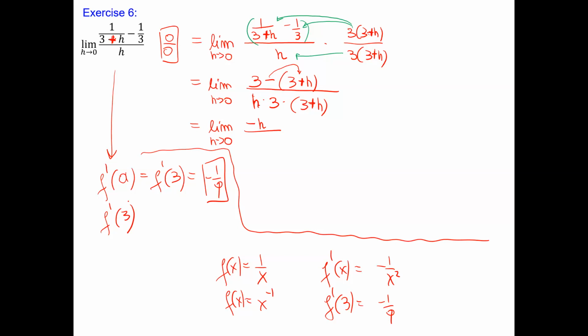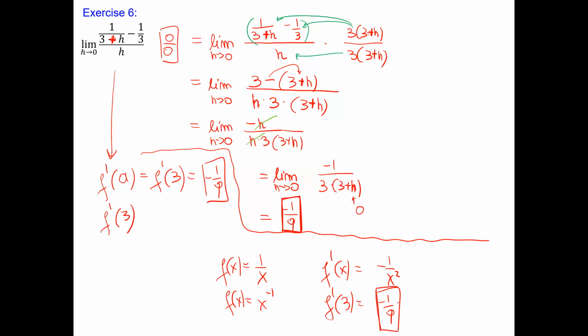Then this is the derivative of the function 1 over x at 3. Okay, but let's distribute: 3 minus 3 is 0, negative h, and then we have h times 3 plus h. And then we can cancel out, but we need that negative. Let me write here, limit of -1 over 3 plus h as h goes to 0. I can do the direct substitution. H is 0, and the final answer will be 3 times 3, 9, so -1/9. Okay, it is the same answer.